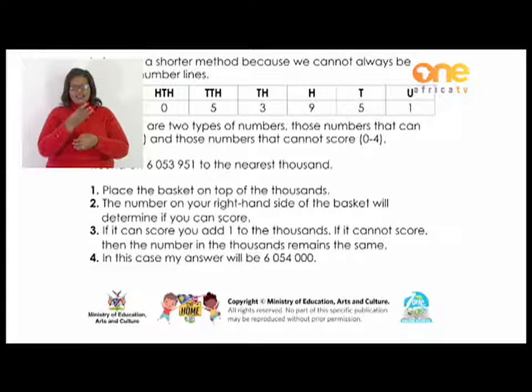Round off 6,053,951 to the nearest 1,000. Number 1, you need to place the bracket on top of the 1,000. The number on your right-hand side of the bracket will determine if you can score. If it can score, you add the 1 to the 1,000. If it cannot score, then the number in the 1,000 remains the same.